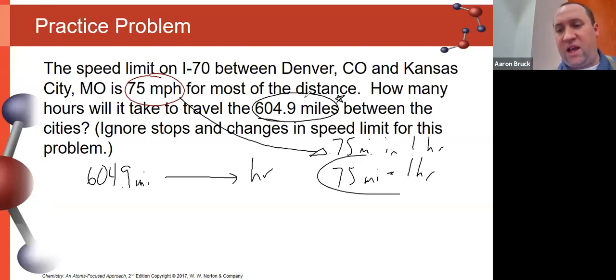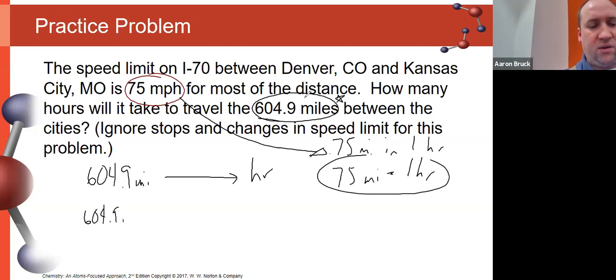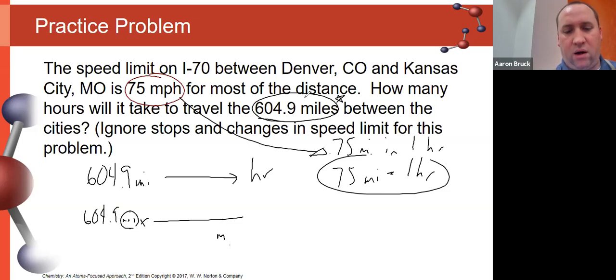Remember, anything that we can tie together with an equal sign can become a fraction in a conversion factor. So what we want to do is take that 604.9 miles, and using this as a conversion factor, I have miles in the numerator, so I want miles in the denominator of my conversion factor, which means hours is going to be the numerator. My numbers, 1 hour is equal to 75 miles.